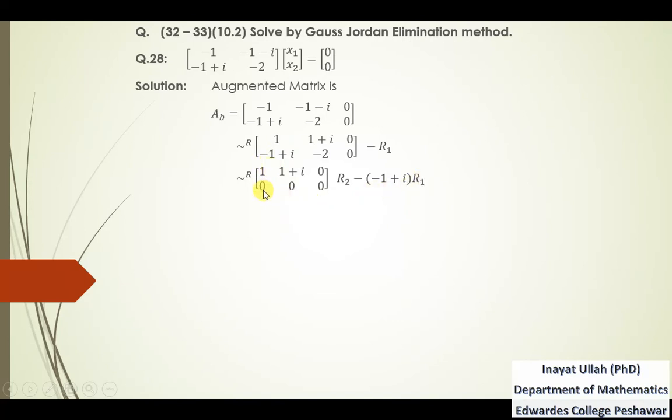Now how could we perform this operation? This operation is performed right here. Multiply row 1 by minus 1 plus iota. This is row 1. This row 1 will be multiplied by minus 1 plus iota. So 1 into minus 1 plus iota is minus 1 plus iota. Minus 1 plus iota into 1 plus iota. And minus 1 plus iota into 0 is 0.